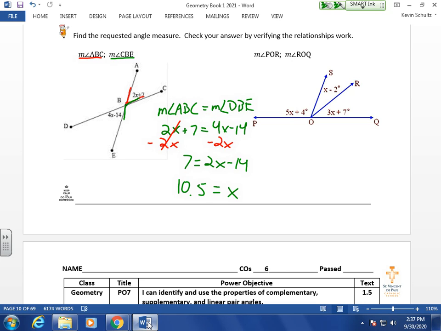Okay, so 10.5 equals x. That's not our answer, though, right? Because the question was, find the measure of angle ABC and CBE. So it is what it is.